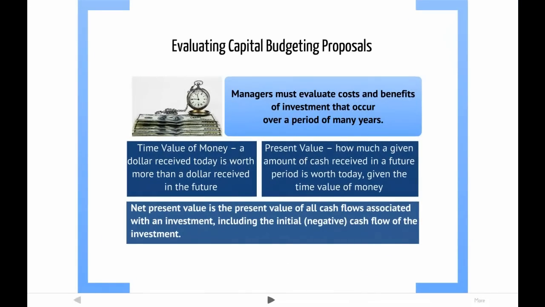All right, the last thing we're going to end on is how to evaluate capital budgeting proposals. I am not going to go into it in a significant amount of detail. I just want you to understand the general overview themes here. There are specific equations that you actually utilize in order to determine things like the present value, things like a net present value, of course.